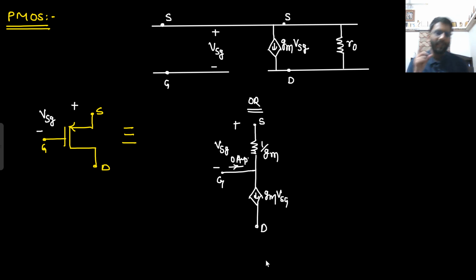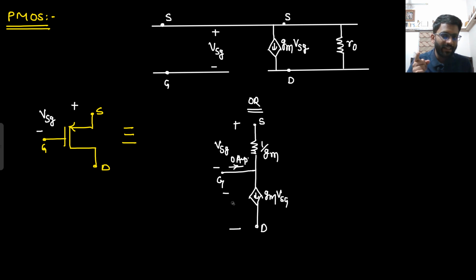Now some people may get it out. Sir, why are you not drawing 1 by gm resistance here? Why not that? Think about it. Sir, you can say 1 by gm resistance can be here as well because gm Vsg current is flowing. Why did I make this 1 by gm resistance here? Because I am having Vsg potential here. Here you are not having Vsg potential. You can't say this potential is Vsg. No, this potential is Vgd. So if you are having Vsg potential, then only you can draw 1 by gm resistance.